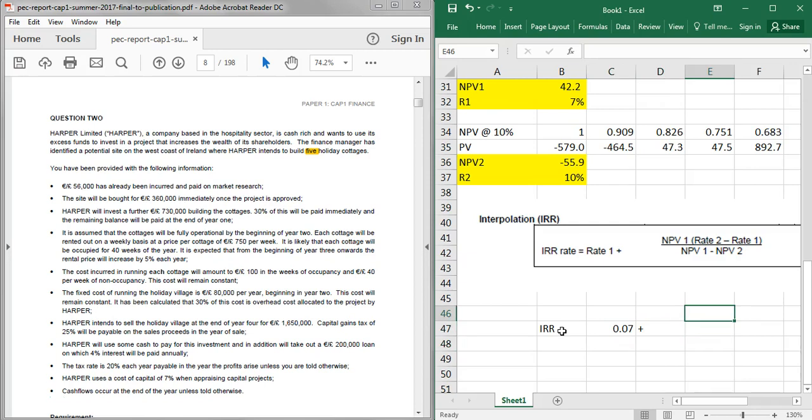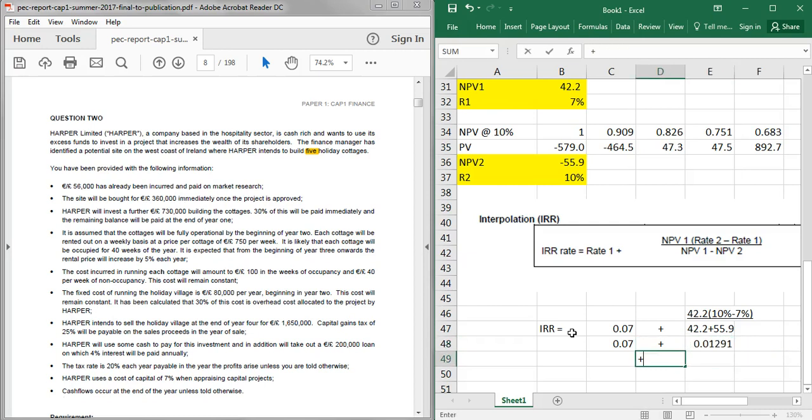on the top, we have NPV1, which is 42.2, times 10% minus 7, and on the bottom, you have NPV1, which is 42.2. Now be very careful here. You're minusing NPV2, a minus minus becomes a plus, 55.9. So that's a key thing to watch out for there. When you have a minus minus, as you usually do in these types of questions, that will become a plus. So working that out, it will be 0.07 plus, we'll do this out, 42.2 times 3% divided by 42.2 plus 55.9. Just do that formula out.